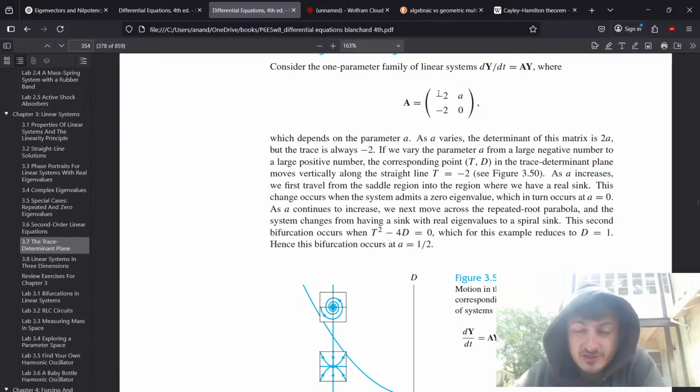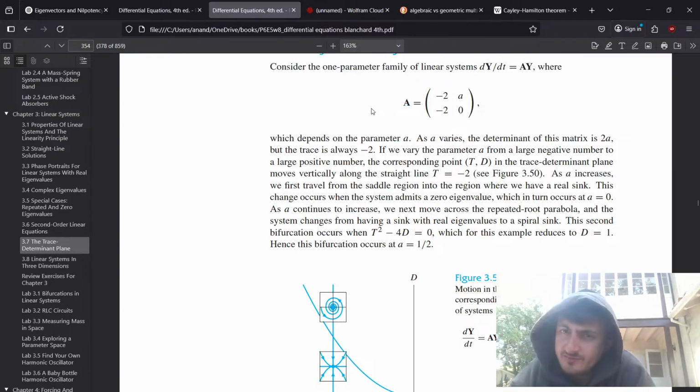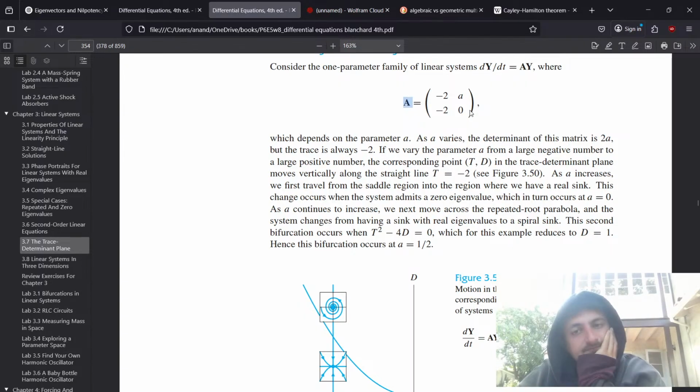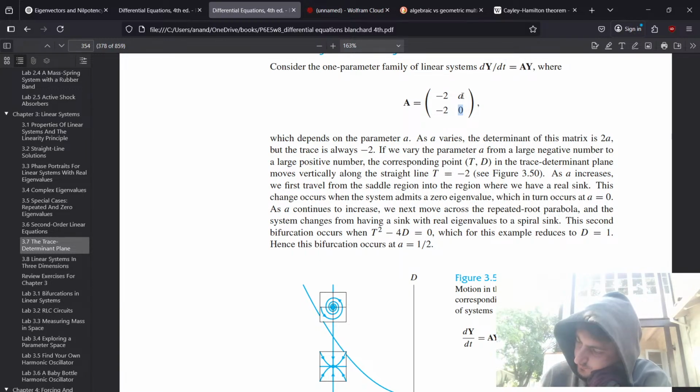All right, so one thing to note is that depending on where we place A, depending on what the big A is, we can make it so that the trace, the determinant, or both, or neither depends on A. If A is here and this was 0, and this was 1, I think.